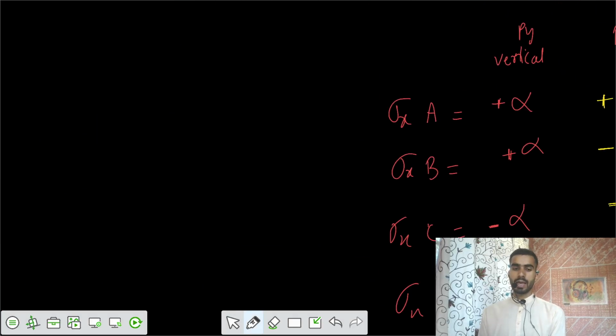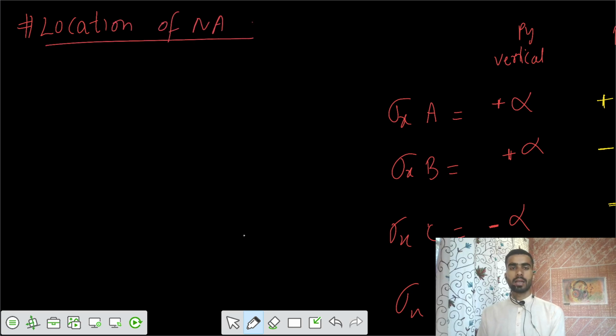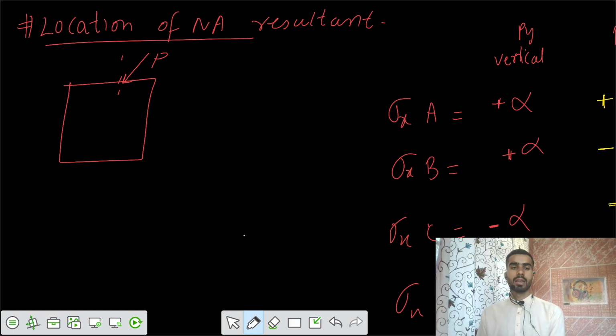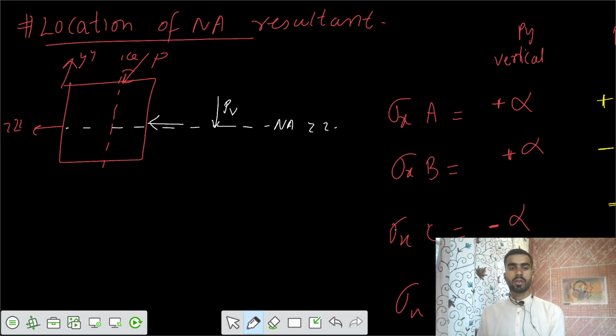So now the question says to get the location of the neutral axis, the resultant neutral axis, because the loading was making an angle of theta. We said this is your y axis and this is your z axis. Then we calculated two neutral axes. For the vertical loading py, you have neutral axis ZZ, and similarly for the horizontal loading, you have neutral axis YY.